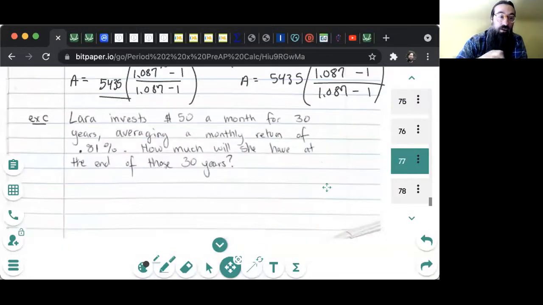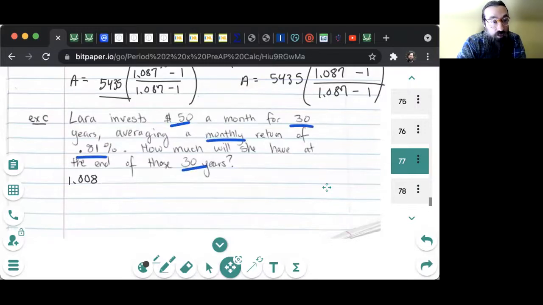And here we've got Laura. Laura invests $50 a month for 30 years, averaging a monthly return. That means everything needs to be in months, right? Of 0.81%. How much will she have at the end of those 30 years? 50 a month, 30 years, monthly, 0.81%. So that is, by the way, 1.0081. That's what our rate is going to be. Since it's 0.81%, we convert it to a decimal. That's 0.0081, and we always put 1 in front. So that's our rate.